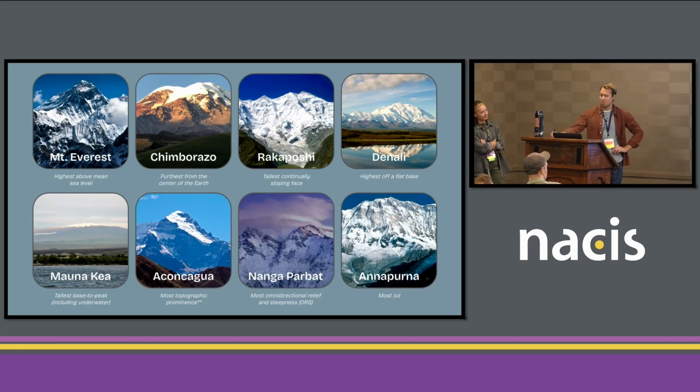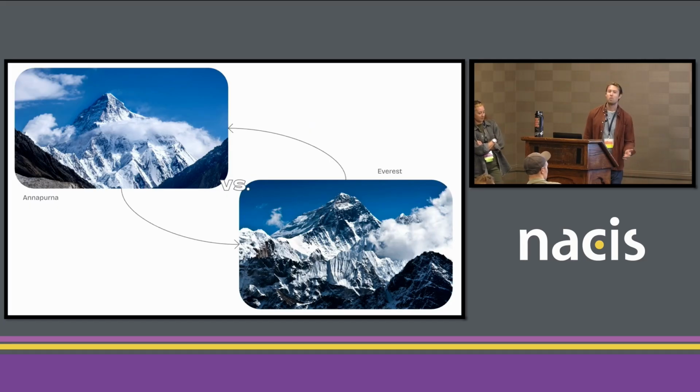But we came up with these 8 contenders that could each be the tallest mountain in the world, depending on how you measure. Some of them are more colloquial claims, like Denali, which is the highest off a flat base, but other ones are more technical, like Chimborazo in Ecuador, which is the furthest from the center of the Earth mathematically. But what we really wanted is for readers to look at these mountains on a level, fair playing field and choose for themselves what they thought the tallest mountain was.